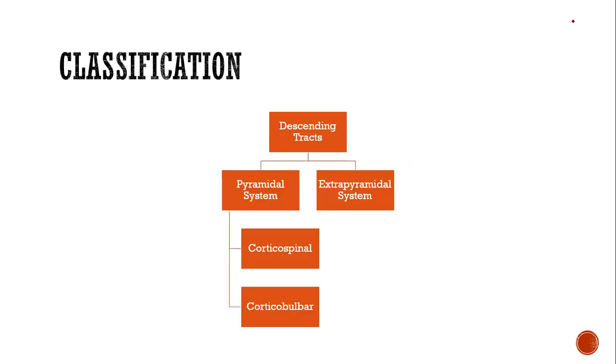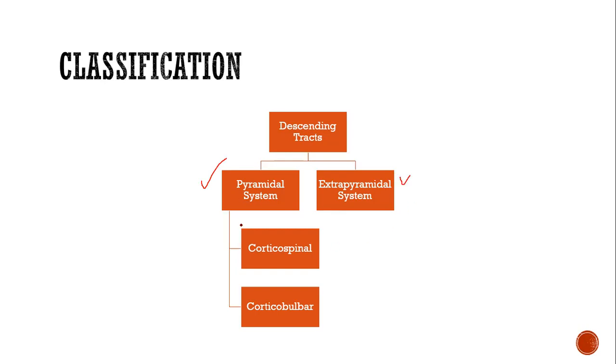Now, when we classify the descending tracts, there are a few tracts that become part of the pyramid. Which pyramid I'm talking about? I'm talking about the swelling on each side of the anterior median fissure at the medulla oblongata. ये आप पढ़ चुके हैं already ब्रेन स्टेम में. तो अगर कुछ tracts हैं जो pyramid का हिस्सा बन जाते हैं उसको लोग pyramidal tract बोलते हैं, pyramidal system का part बन जाते हैं. और जो pyramid का हिस्सा नहीं बन पाते तो उनको हम लोग extrapyramidal system बोलते हैं.